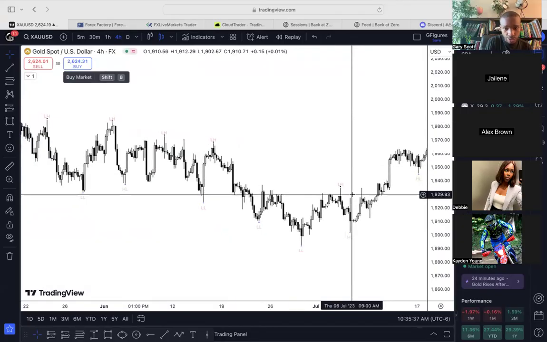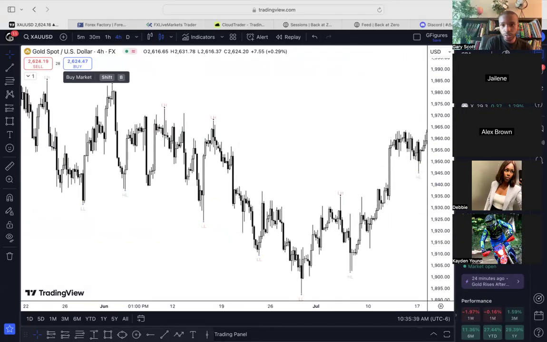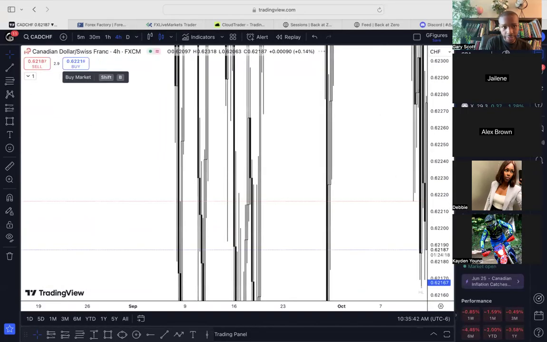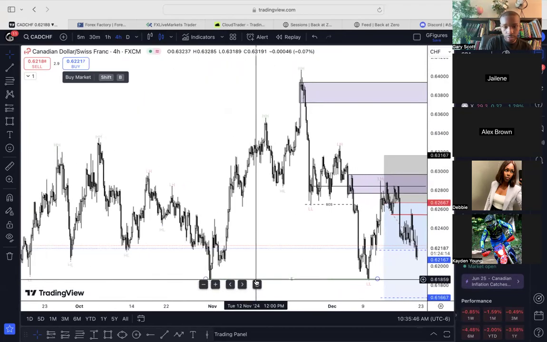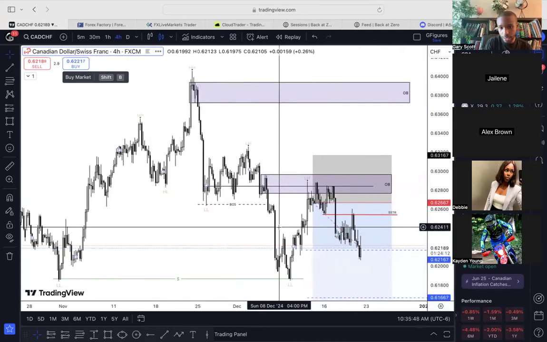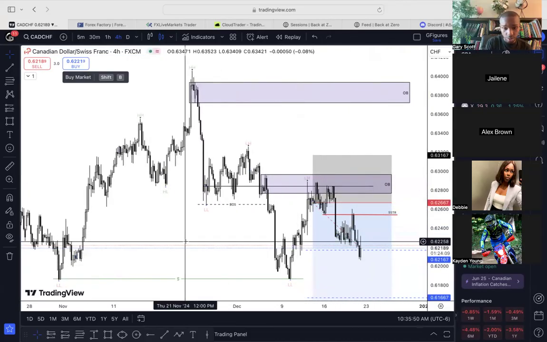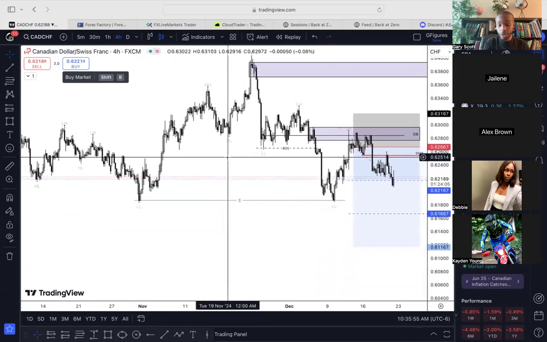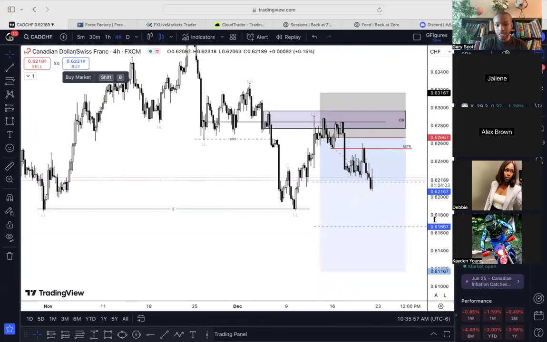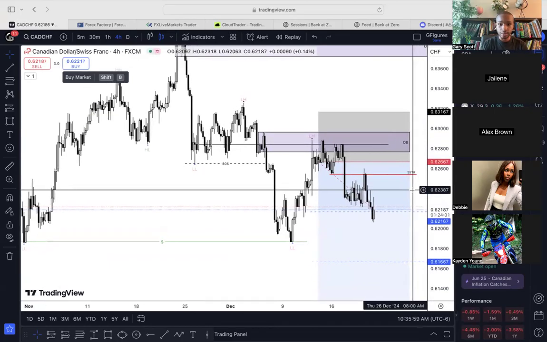I guess you can consider this a pretty cool entry. Actually, matter of fact, we're going to go to another pair. Let's go to just CAD CHF and see if we can find something. I did call this trade in the community, guys. This trade hit our TP1 at 50 pips. It's definitely still setting itself up to continue to drop, but I can even go over this setup for you guys in the selling sentiment.